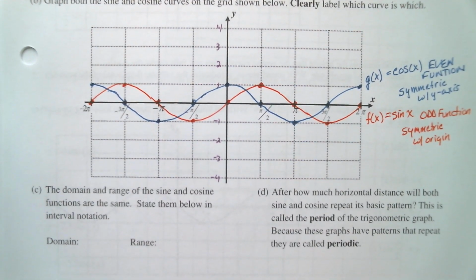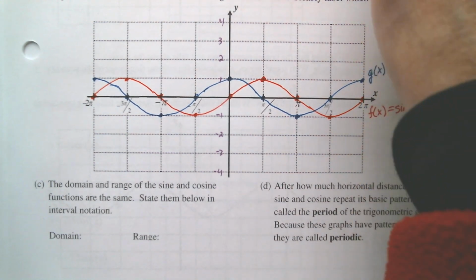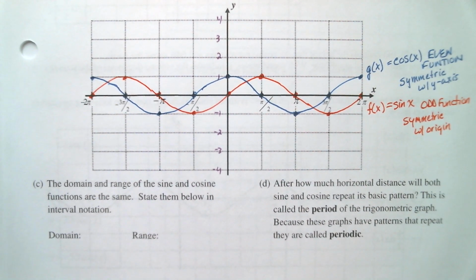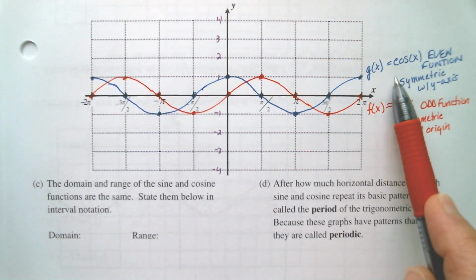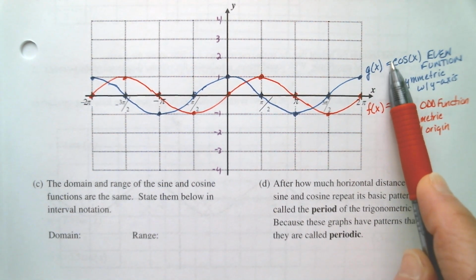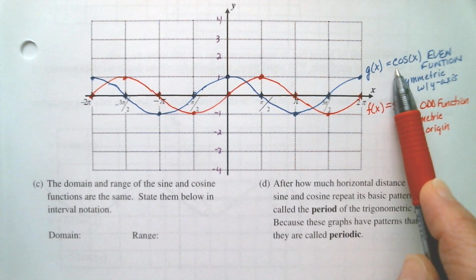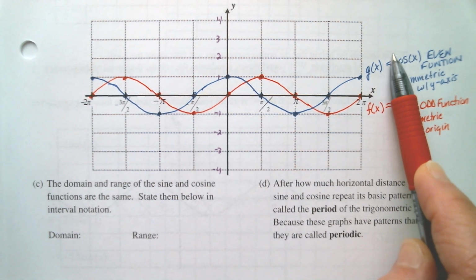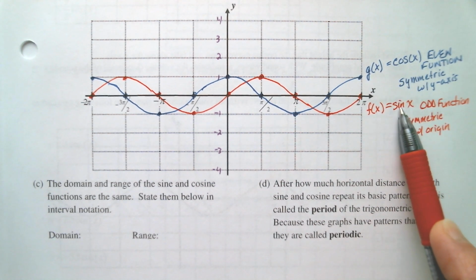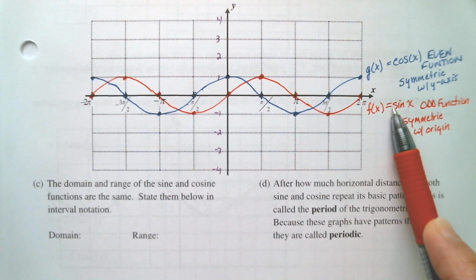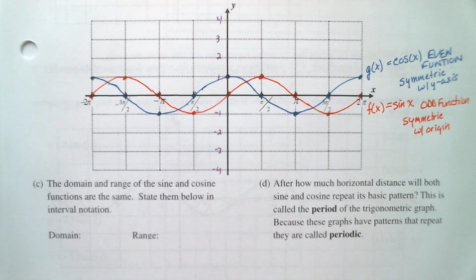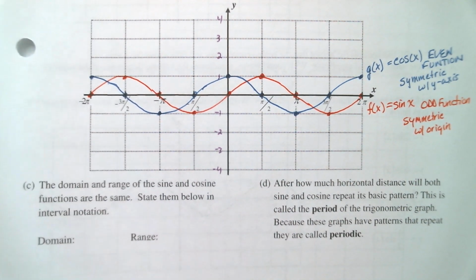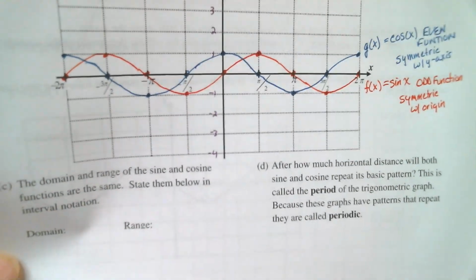The domain and range of our sine and cosine functions are the same. This is just for our basic sine and cosine function, right? What's the coefficient of our g of x equals cosine x? What's in front of that? What's the coefficient? It's just 1. The same here. F of x equals, this would be a 1 sine x. So this is our basic sine and cosine without any transformations applied to it.